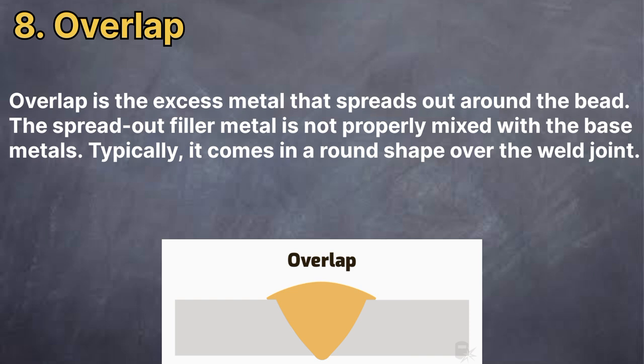Another weld defect is overlap. Overlap is the excess metal that spreads out around the bead. The spread out filler metal is not properly mixed with the base metals. Typically, it comes in a round shape over the weld zone.